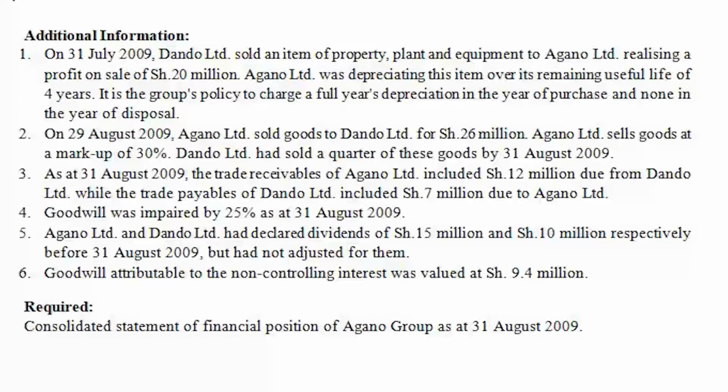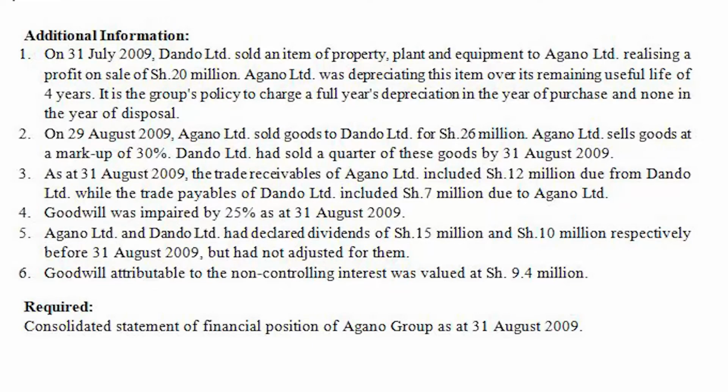Additional information 1. On 31st July 2009, Dando Limited sold an item of property, plant and equipment to Agano Limited, realizing a profit on sale of 20 million. Agano Limited was depreciating this item over its remaining useful life of 4 years. It is the group's policy to charge a full year's depreciation in the year of purchase and none in the year of disposal.